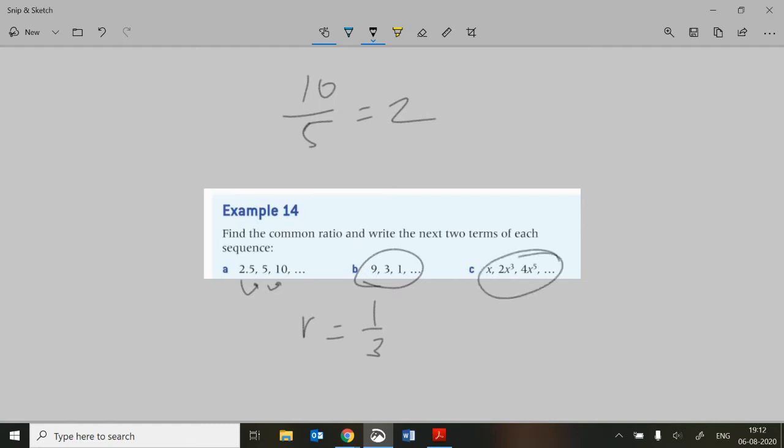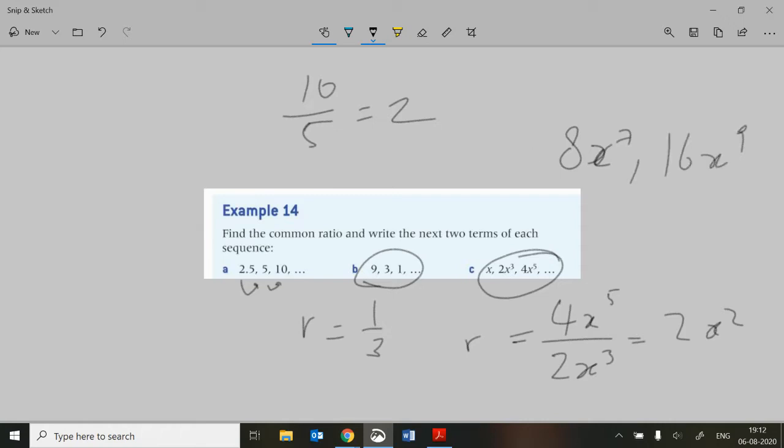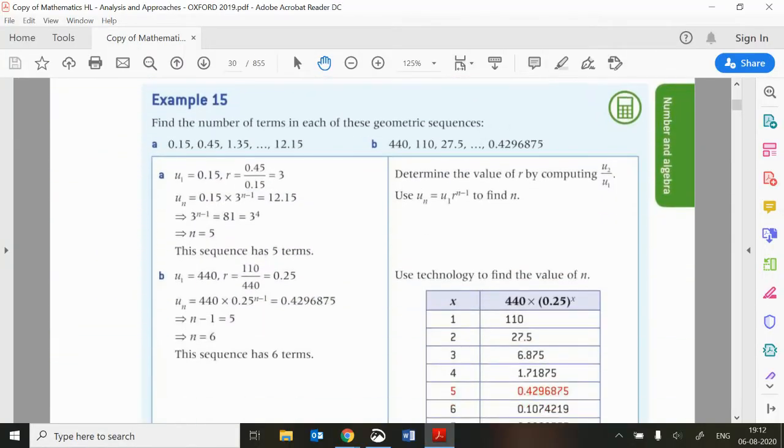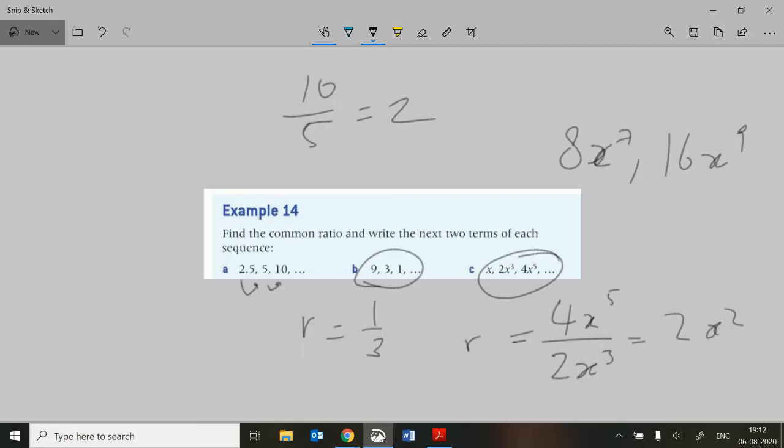Okay, in this one, it shouldn't matter which one I take. Let's take the third term divided by the second term rather than the second divided by the first. We can see this gives us 2x squared. So each time we go from one term to the next term, we're timesing by 2x squared. So the next term is going to be 8x to the power of 7, and then the next one is going to be 16x to the power of 9. Okay, pretty straightforward. Right, there's 12 of these questions, if only they were all as simple.